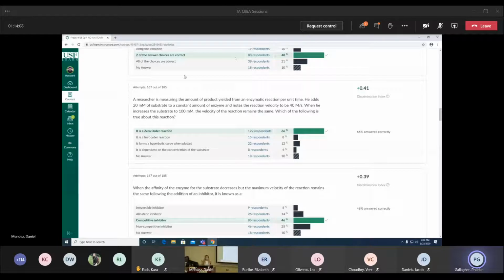All right. So for the first question, a researcher is measuring the amount of product yielded from an enzymatic reaction per unit time. He adds 20 micromoles of substrate to a constant amount of the enzyme and notes the reaction velocity to be 40 moles per second. When he increases the substrate to 100 micromoles, the velocity remains the same. So which of the following is true about this reaction? Most of you got this correct. It is a zero order reaction.